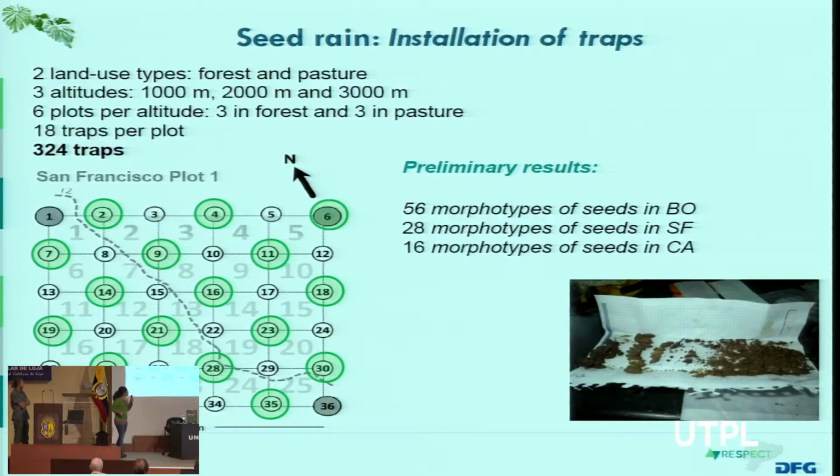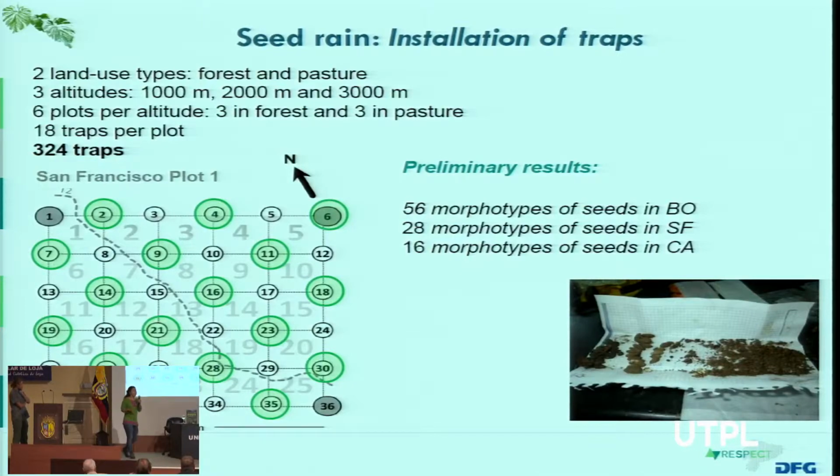So in this slide, we have a part of our methods. Actually, in our talk, we don't have a lot of results yet because we need more time, and we hope in the future to show you beautiful graphs like our colleagues. But in this case, I just want to explain briefly that we are working in 2 land use types, forests and pastures. We have three altitudes, and in every plot we have 18 traps, so we have an overall of 3,024 traps. This is a scheme of a plot in San Francisco, and these green points are where we are locating the traps.